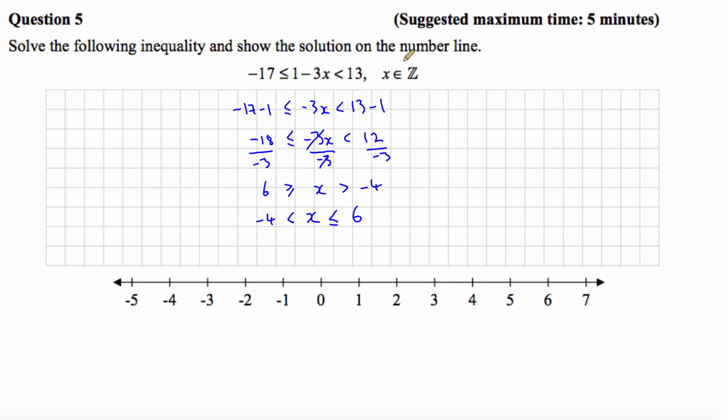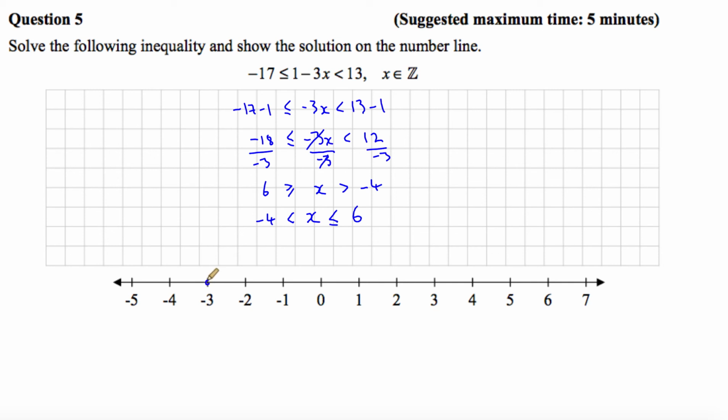So the important thing now when we're plotting this, showing the solution on the number line, is that we look at this here. It tells us x is an element of the set of integers. So these are whole numbers, positive or negative. So it's not everything between minus 4 and 6, it's just the integers. So minus 4 is not counted because minus 4 is less than x, so x is greater than minus 4.